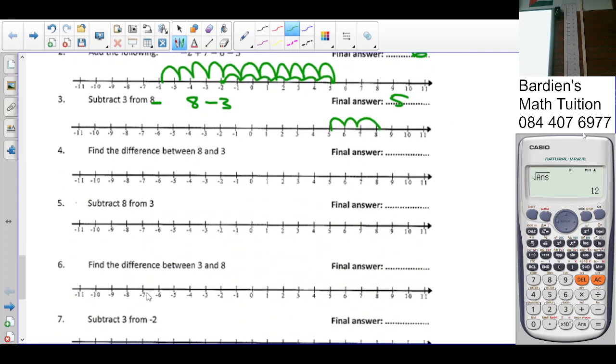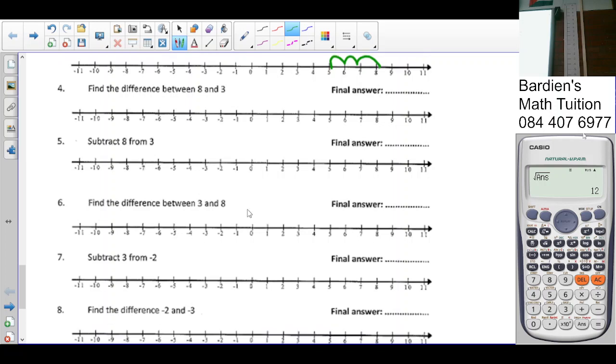Find the difference. What must we do when it says difference? Subtract. Difference between 8 and 3. It's 8 minus 3. The answer is 1. Subtract 8 from 3. Whatever follows from, you write first. So it's 3 minus 8. You all agree with that? So you go 3 minus 8. 1, 2, 3, 7, 8. The answer is negative 5.